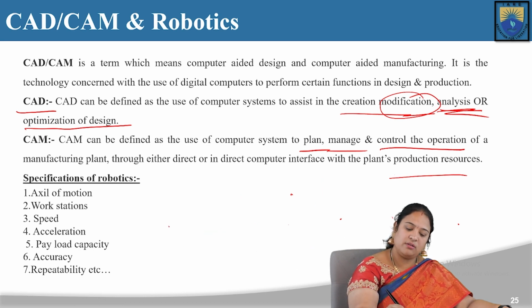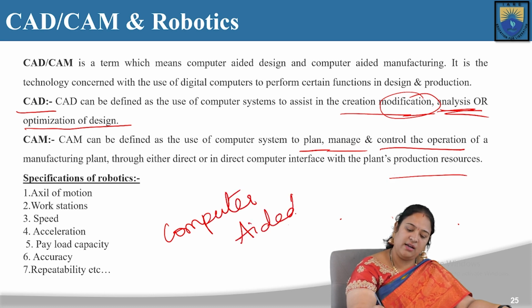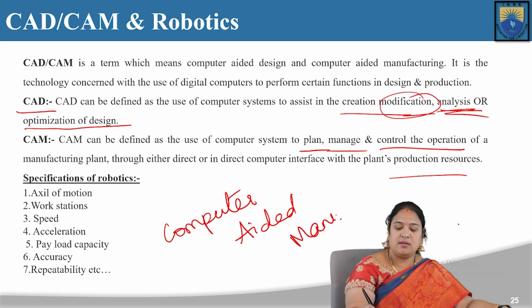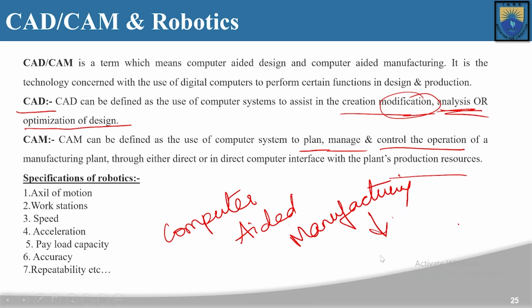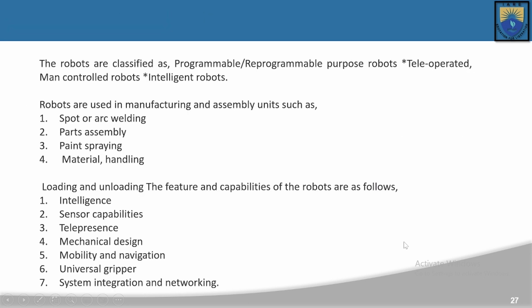For example, a CNC machine. CAM means what? Computer aided manufacturing. Right? CAM means what? It is nothing but computer aided manufacturing. So what is happening here? Yes, here what is the best example?